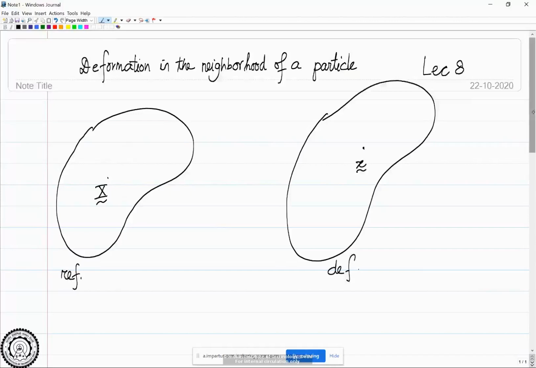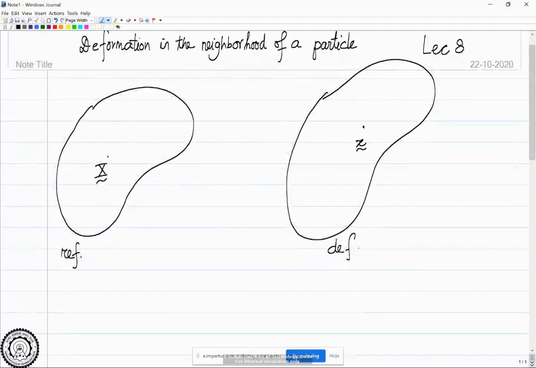And then we think of a material line element in the reference configuration, starting from capital X. So starting from capital X, there can be so many lines, but we concentrate on one of the line elements whose other end is at capital X plus delta capital X.